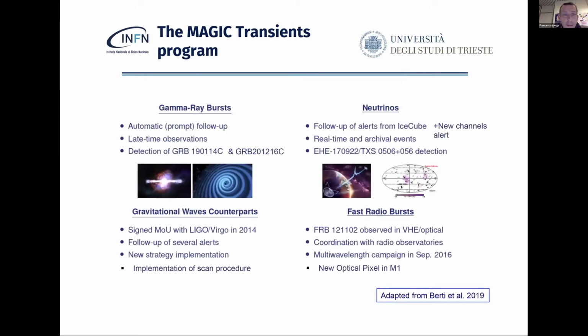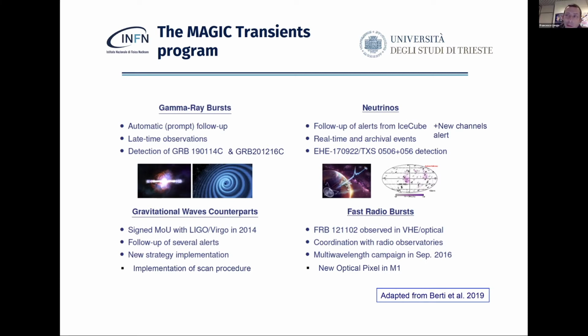The MAGIC transient program is not only for gamma ray bursts, it is for other types of sources. So this is the other gamma ray burst that was detected in 2012. We also have gravitational wave counterparts, and we are implementing the scan procedure over the whole error box. We have neutrinos. We have new channels that are being implemented, and we are searching for alerts, and MAGIC detected one counterpart of a very high energy neutrino from IceCube.